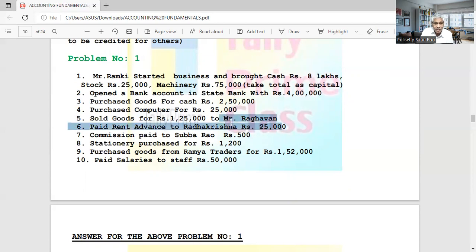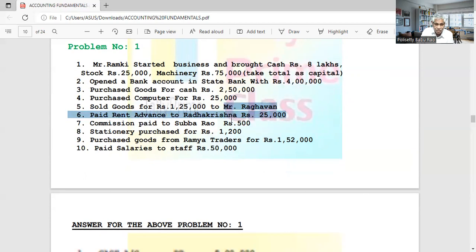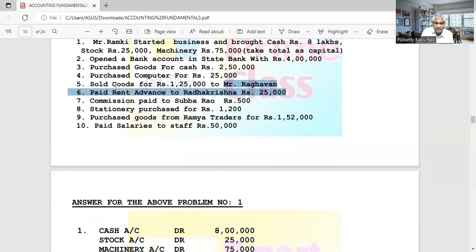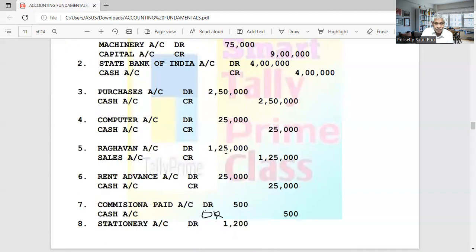Here we are selling to Raghavan. So Raghavan is receiving goods from us. Receiver is to be debited. Raghavan account is to be debited. Goods going out is credit, but not as goods, as sales. So Raghavan account debit 1,25,000, sales account credit 1,25,000. Raghavan is the receiver. Sales means goods going out, so sales account is credited. Understand now?